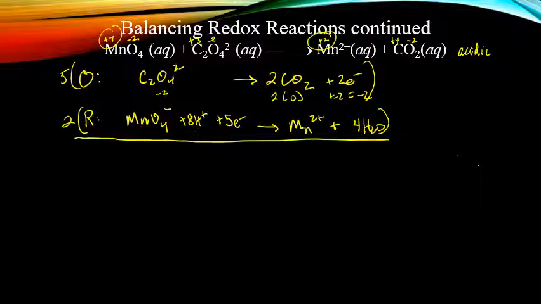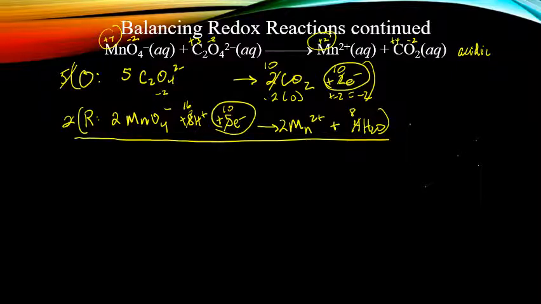If they're on the same side, you can add them together. So I'd have now 5 for the C2O4 2-. I would have 10 for my number of CO2s, and I'd have 10 for my number of electrons. I would have 2 for my MnO4-. I would have now 16 for my H pluses, 10 for my electrons, 2 for my Mn2 pluses, and now 8 for my waters. You'll notice the only thing that is a like term on opposite sides will be the number of electrons.